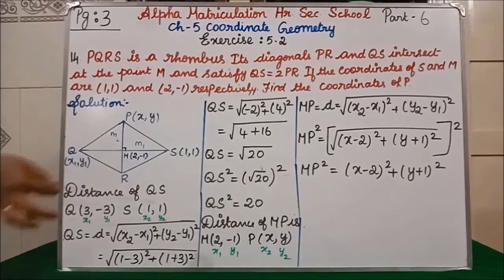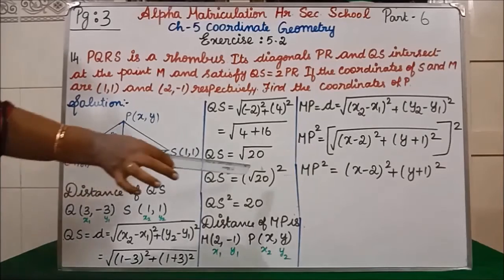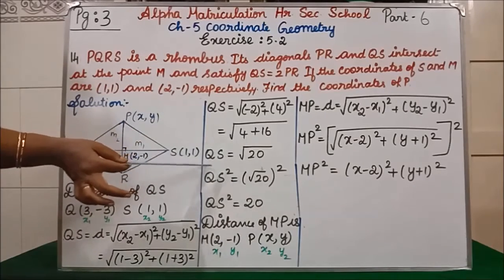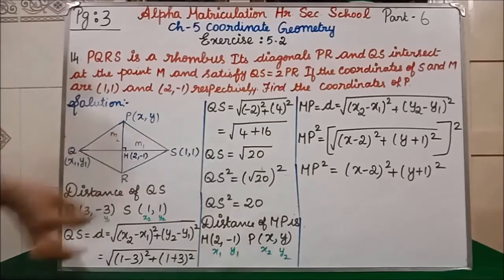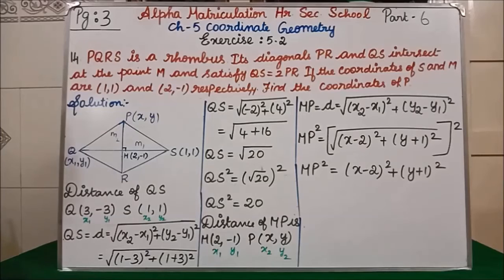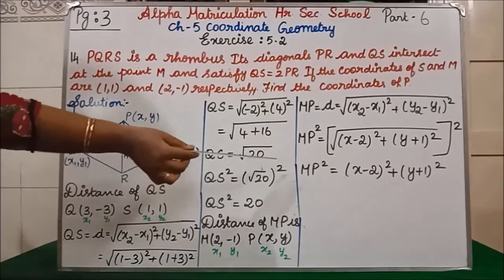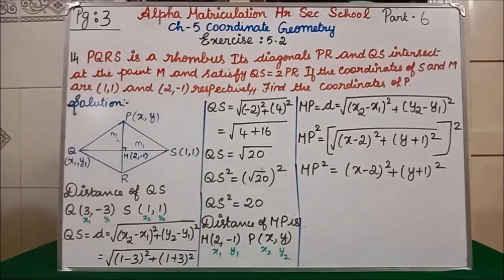Therefore, we are squaring on both sides. QS square is equal to square root of 20 the whole square. The square and square root will get cancelled, so we are getting QS square is equal to 20. Clear? The next thing we are going to find is the distance of MP.